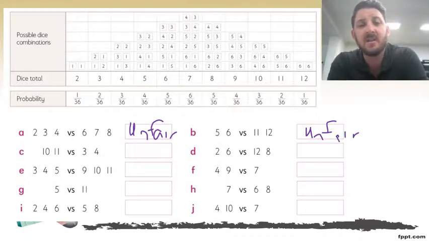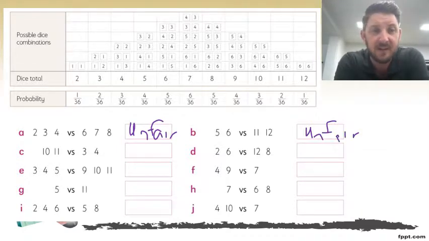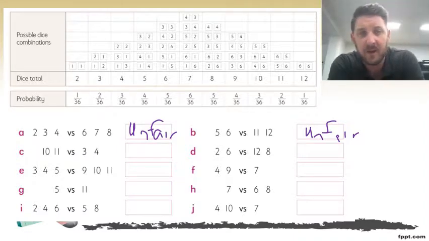I want you to now stop the video and have a practice of these next 8 for me, gents. I'll come back in a second and go through them with you, and let's check your answers. Thanks, gents. Hopefully you've had a good go at those and you're finding this quite easy, especially with the data table above to help you.